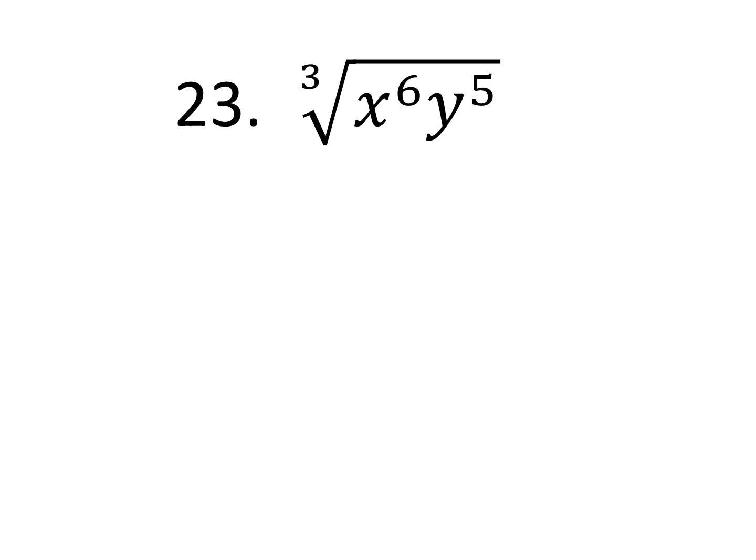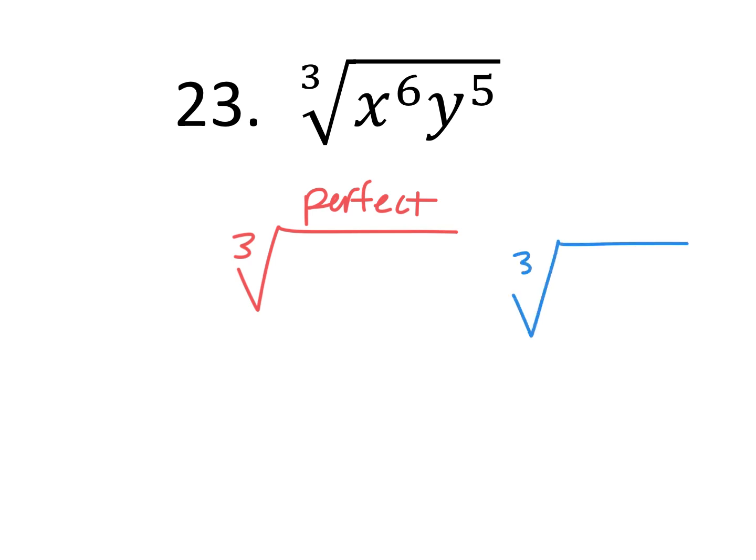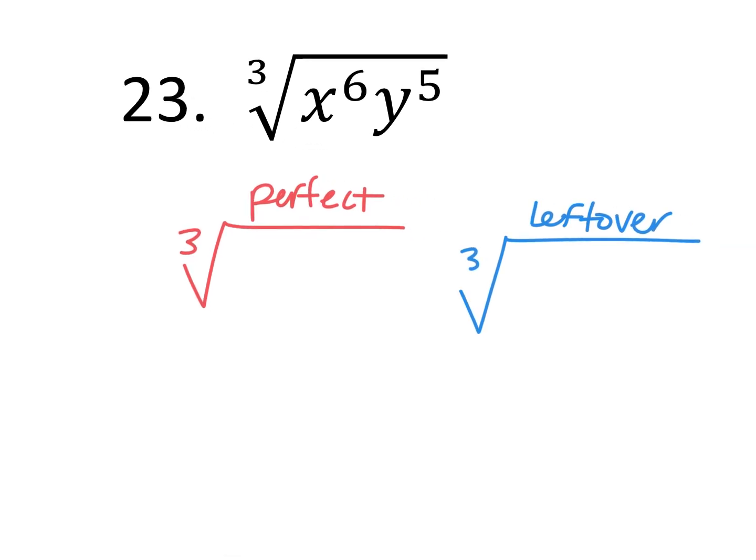I'll try and color code. So cube root. Cube root here. This will be the ones that are perfect. And then we'll do another cube root. This will be our leftovers, or whatever other factors we have, okay? That's not a technical term, that's just a term I use. And then we compare the index to the exponent. 3, 6. Is that going to work out for us? It is. It's going to work out nicely. x to the 6 is a perfect cube.